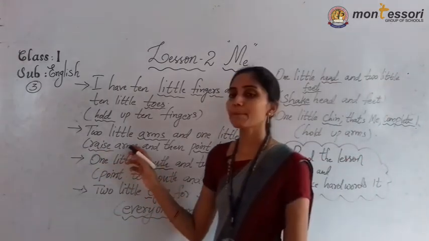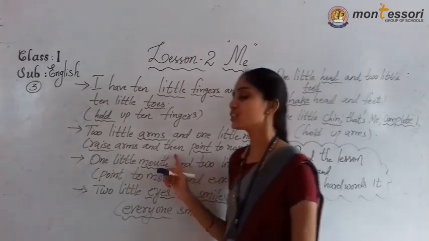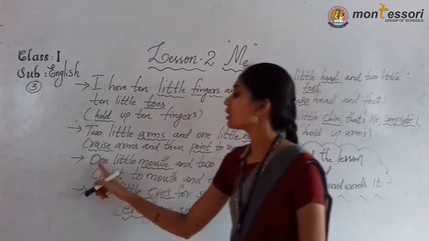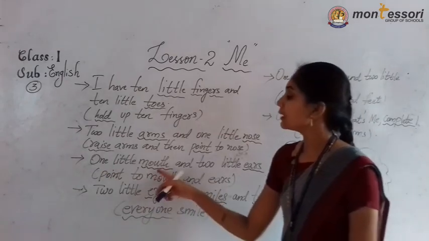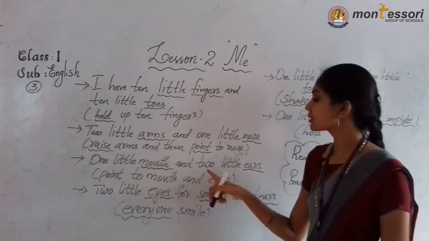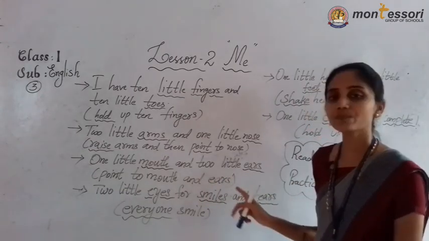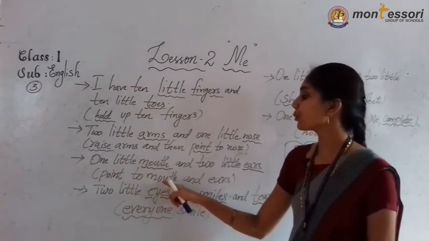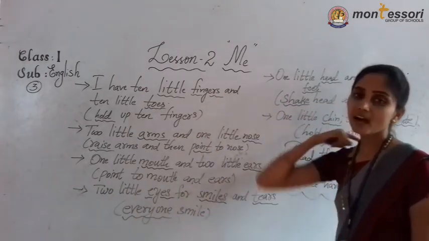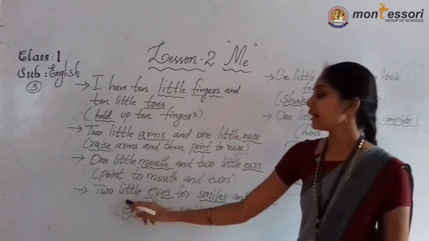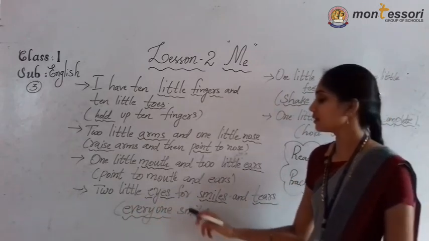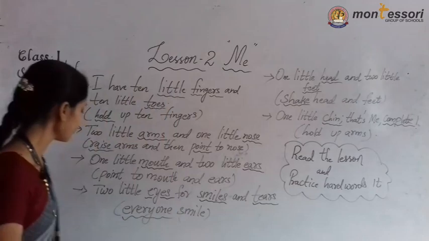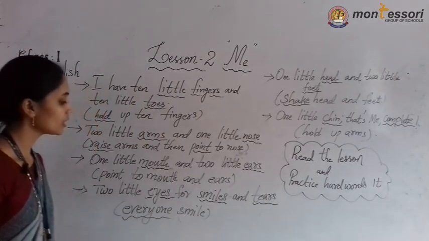raise arms and then point to nose, one little mouth and two little ears. Point to mouth and ears. Two little eyes for smiles and tears. Everyone smile.